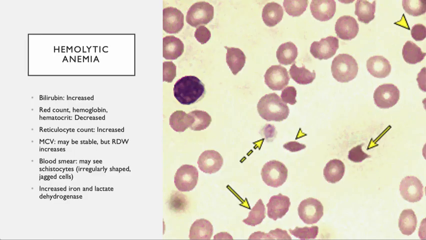Hemolytic anemia has a very characteristic look under the microscope. We have these irregularly shaped, jagged cells that can happen, and these are called schistocytes, and these are the schistocytes. And then these are helmet cells, I think. Those are also characteristic.